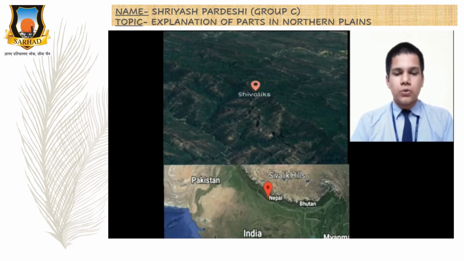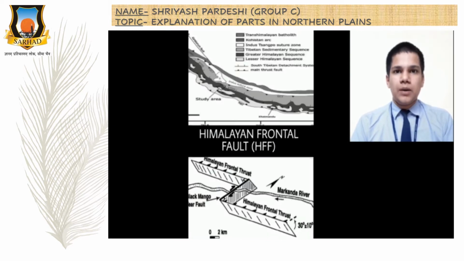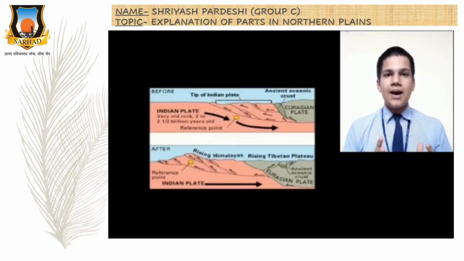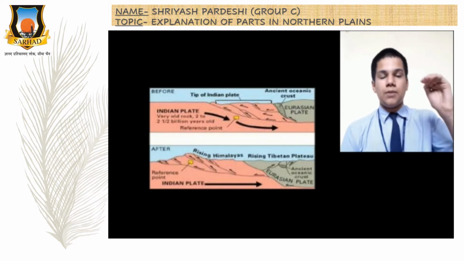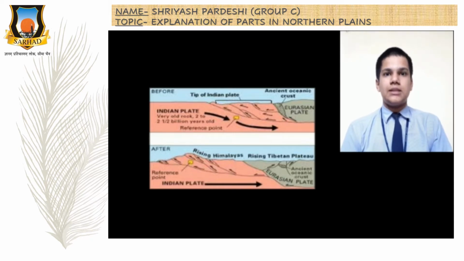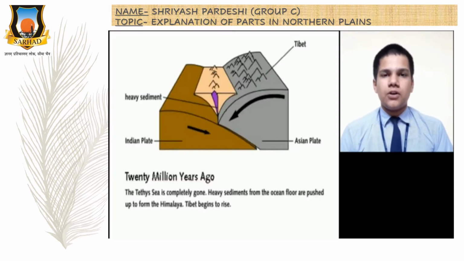Now let's talk about the location. They lie to the south of the Shivaliks, which is separated by the HFF, which is the Himalayan Frontal Fault. Now let's talk about their formation. Due to the uplift of the Himalayas in the Tethys Sea, the northern part of the Indian peninsula subsided and formed a large basin.